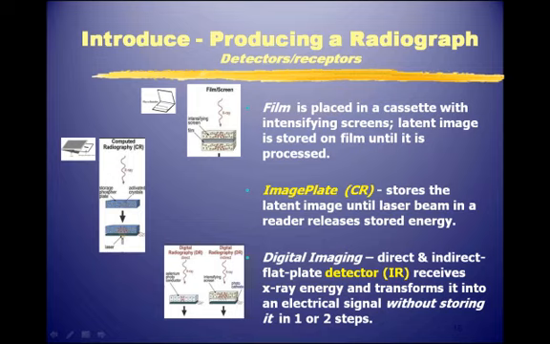The third kind of detector does not use a cassette at all. The latent image strikes the detector and it is immediately transformed into an electrical signal in a 1 or 2 step process. There's no storing of the latent image to wait for it to be transformed. It's transformed immediately, either by 1 step or 2, but either way, it's immediately seen on your monitor as an image because its energy transformation has occurred right in the detector.